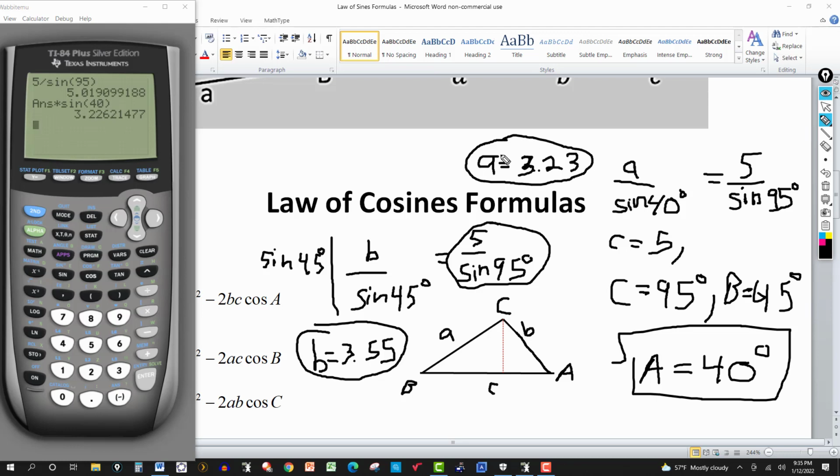So now I have all the missing information. Got all the angles, have all the sides. That concludes this solution. Again, we'll focus more on the ambiguous case in the next video.